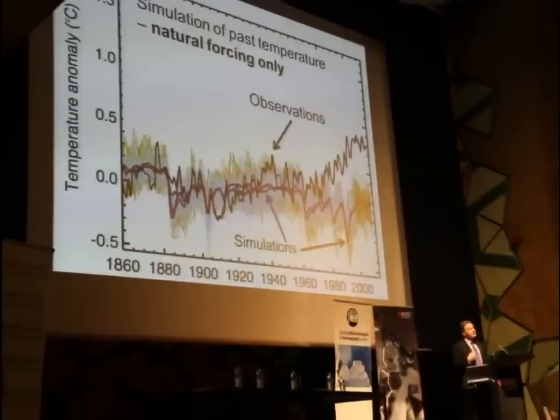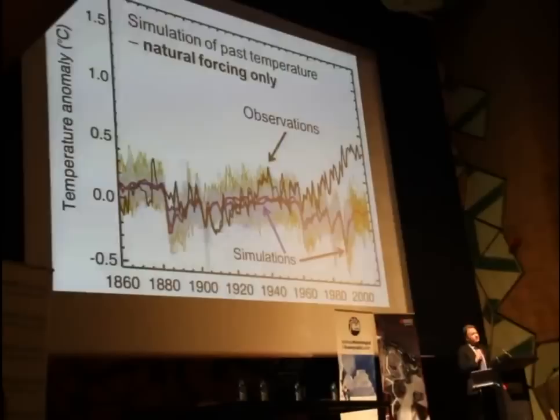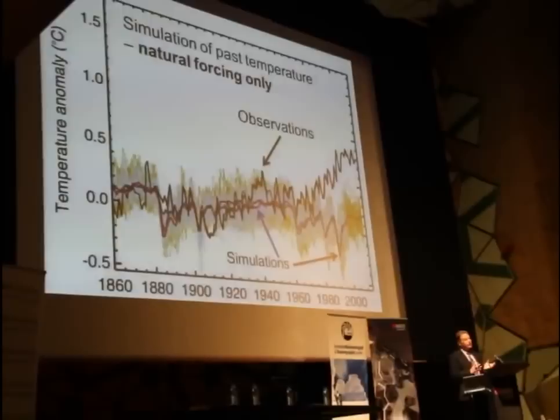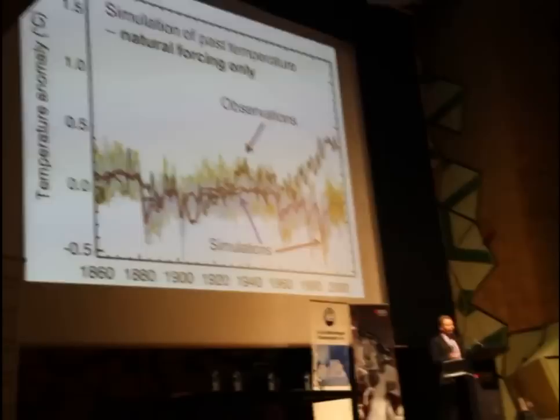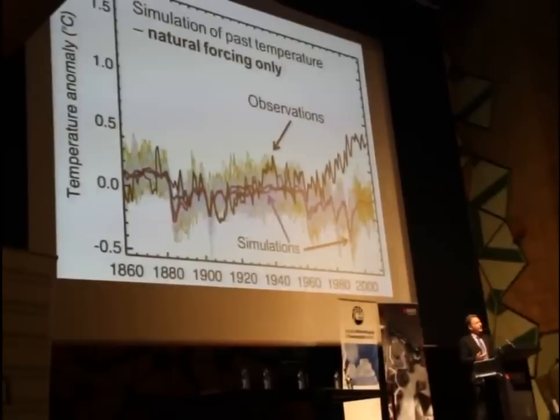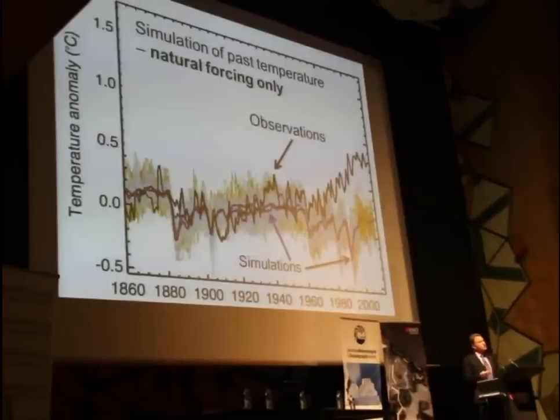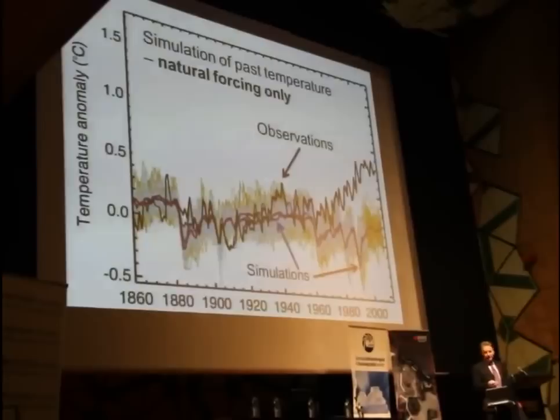And you can see that these models have been forced in a very special way. In these models, we only include the influence of natural processes. So we include the influence of volcanic eruptions, and we include the influence of solar variability. We don't include the influence of increases in greenhouse gases. And so if you do that, you can see that the degree to which the models are able to simulate the observed record is deficient.